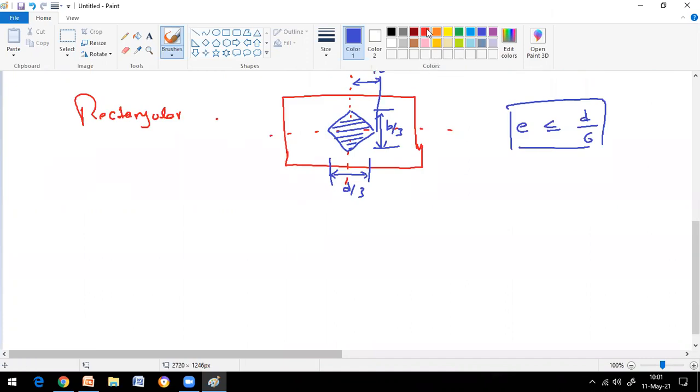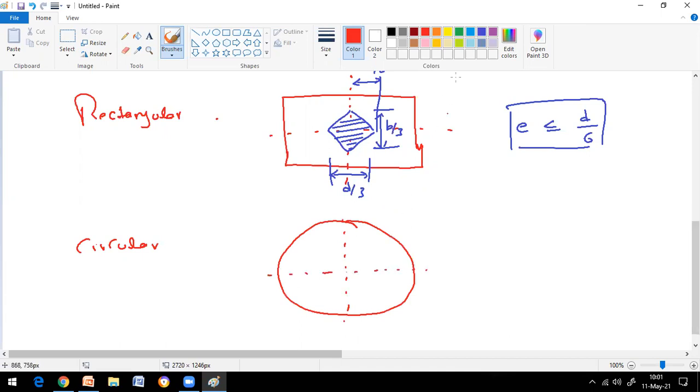And another important one is the circular section. If you take a circular section, this is your center. Very important, that's why I'm revising it again. The eccentrical distance should always be within the limit. So what is this limit? This is D by 4.